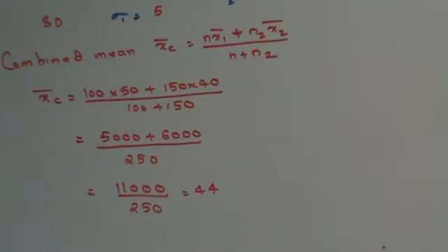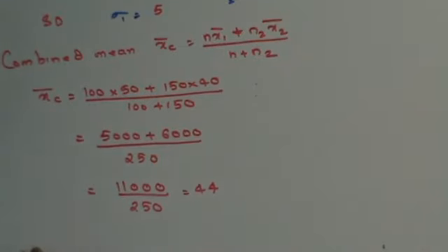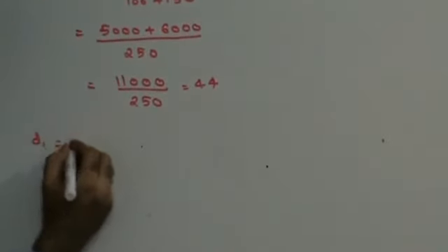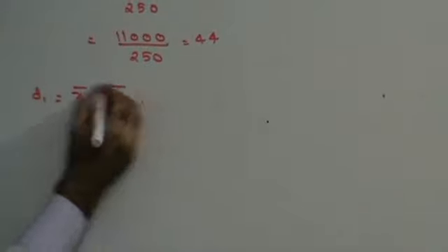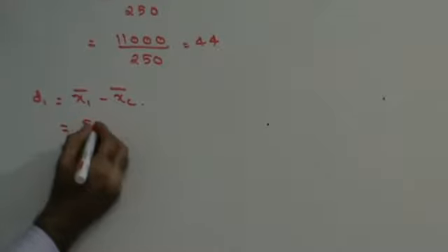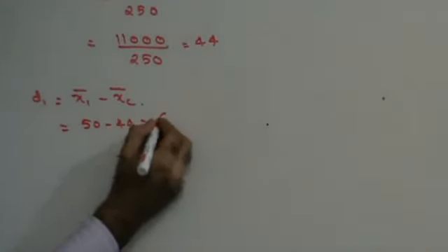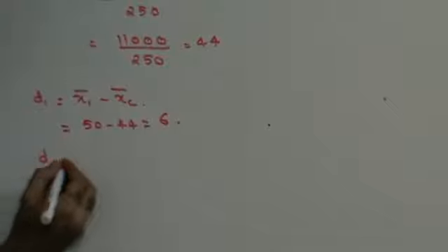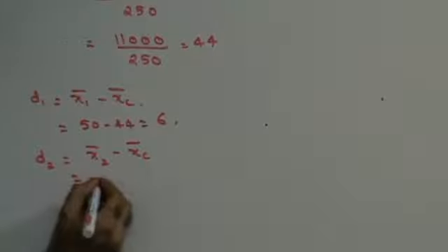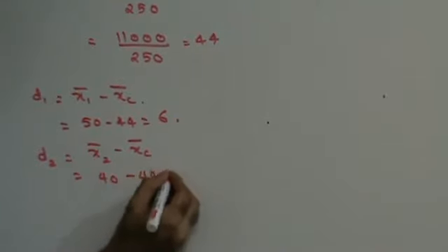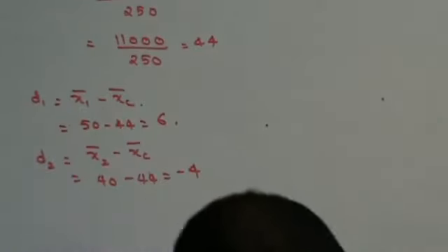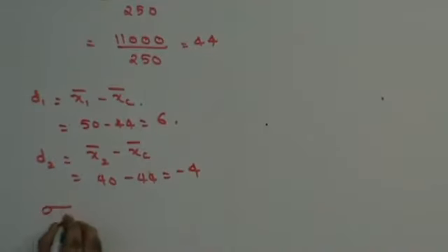Right? Once you found out combined mean, the next thing that you have to find out is deviation 1. How do I find out deviation? Deviation is nothing but x minus xc. Deviation is x1 minus xc. So x1 is 50 minus 44, that is 6. Then you find out deviation 2, which is x2 minus xc. x2 is 40 minus 44, which is minus 4. Once you have this, then you can find out combined standard deviation.